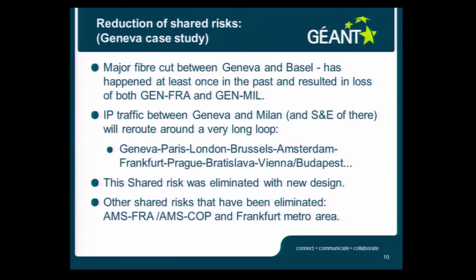There has been one incident in the past where both Geneva-Frankfurt and Geneva-Milan went down at the same time. This resulted in Geneva to Milan traffic going the longer way, which is Geneva, Paris, London, Brussels, Amsterdam, Frankfurt, Prague, Bratislava, Vienna, Finkenstein, and then Milan. This was fixed during this dark fiber procurement. We also eliminated a few other shared risks: Amsterdam-Frankfurt, Amsterdam-Copenhagen, and within the Frankfurt metro area we had some shared fiber, which was eliminated during this.